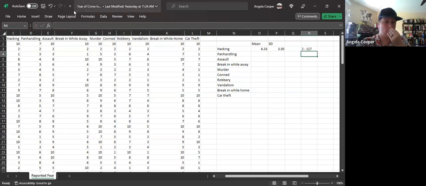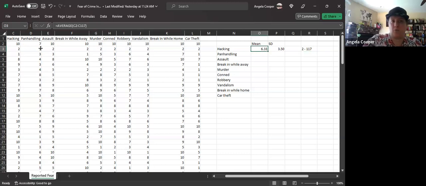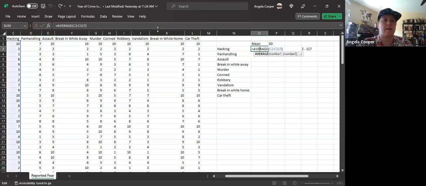Okay. So what I'm doing is I'm just writing what the row numbers are. Now, the exact titles are going to change. The letters before them will change based on the different crimes. You'll see that hacking is in column C, panhandling is in column D, assault E, etc. So when we calculated the mean for hacking, we went C2 to C117, the first representation of the hacking fear and the last.